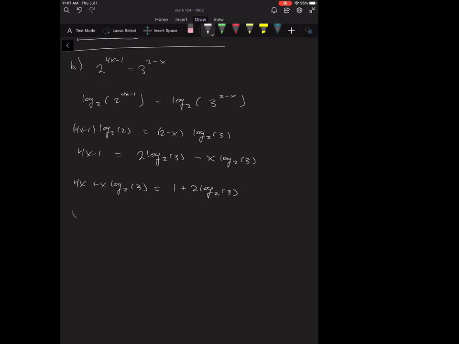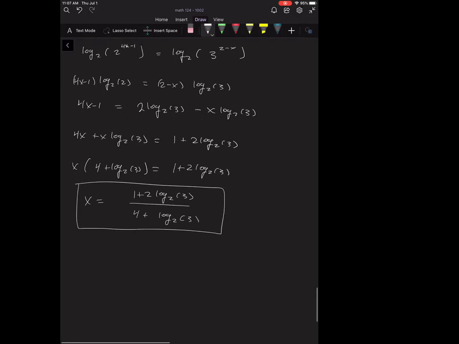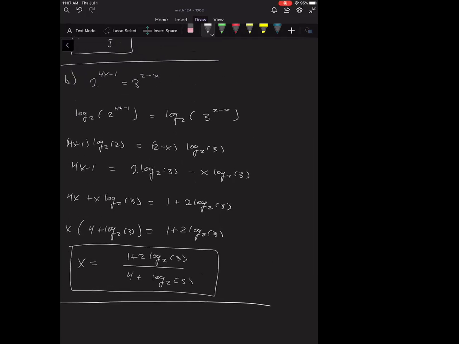And on the left-hand side, we could factor out the x. And then divide the 4 plus log base 2 of 3 over to the right, and that gives us x is equal to 1 plus 2 log base 2 of 3 over 4 plus log base 2 of 3. And this would be our answer. Again, your answer may look a little different if you chose to take the log base 3 of both sides or chose to take the natural log of both sides.